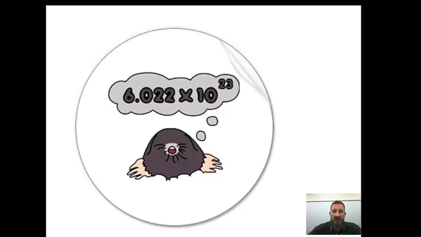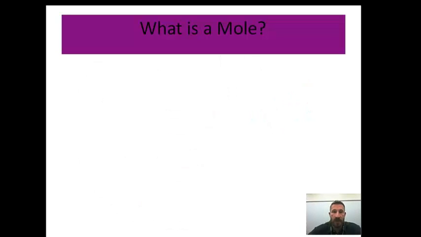6.022 times 10 to the 23rd is a mole. This is a mole with 4 significant figures. We're going to use a mole with 3 significant figures, so don't write that down yet. So what is a mole?